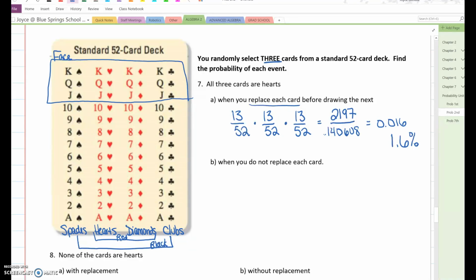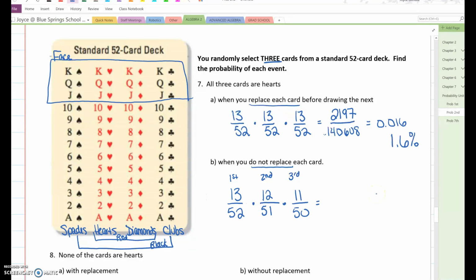Next, we're going to look at how this is different if we do not replace each card. So our first draw, we have 13 hearts out of 52 total cards. We're not going to replace it. So what should the next fraction look like? 12 over 51. We've pulled a card out, so there's only 51 cards in the deck, and we're going to assume that one of the hearts is now gone, because it could be. So now there's only 12 out of 51. And the third card that we draw, we have to reduce it again, so 11 out of 50.